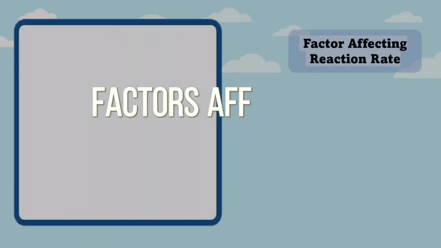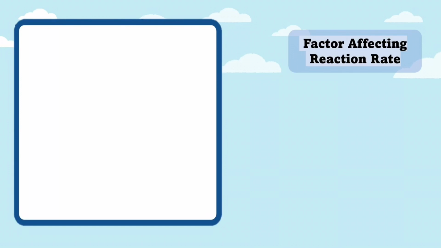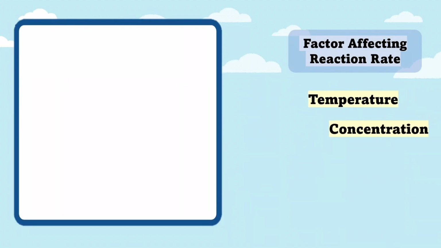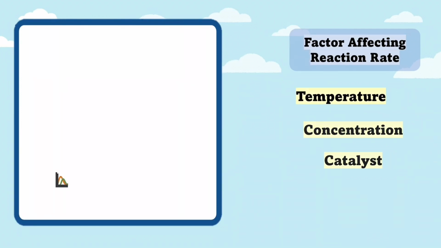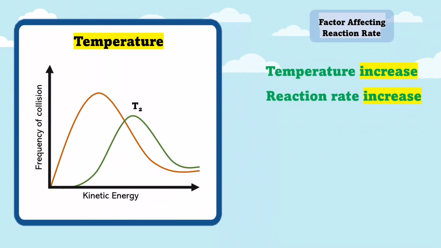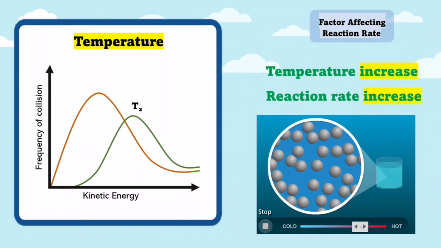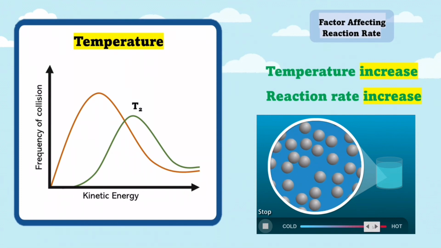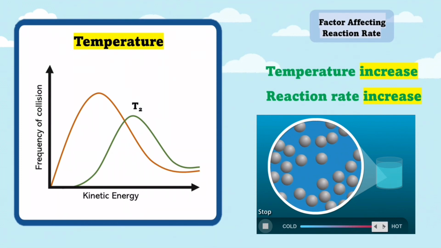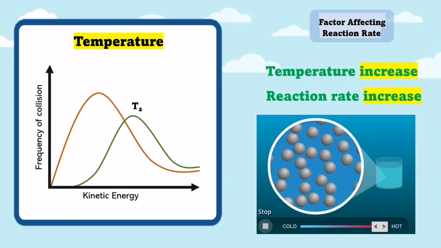First, we need to understand what are the factors affecting reaction rate. The factors are temperature, concentration, and catalyst. In the simplest form, the temperature of a reaction directly affects its rate. When the temperature increases, the reaction rate also increases. This is because the temperature influences the energy of the reacting molecules. Higher temperature provides more energy to the molecules, making them move faster and collide more frequently. These collisions are necessary for a reaction to occur.